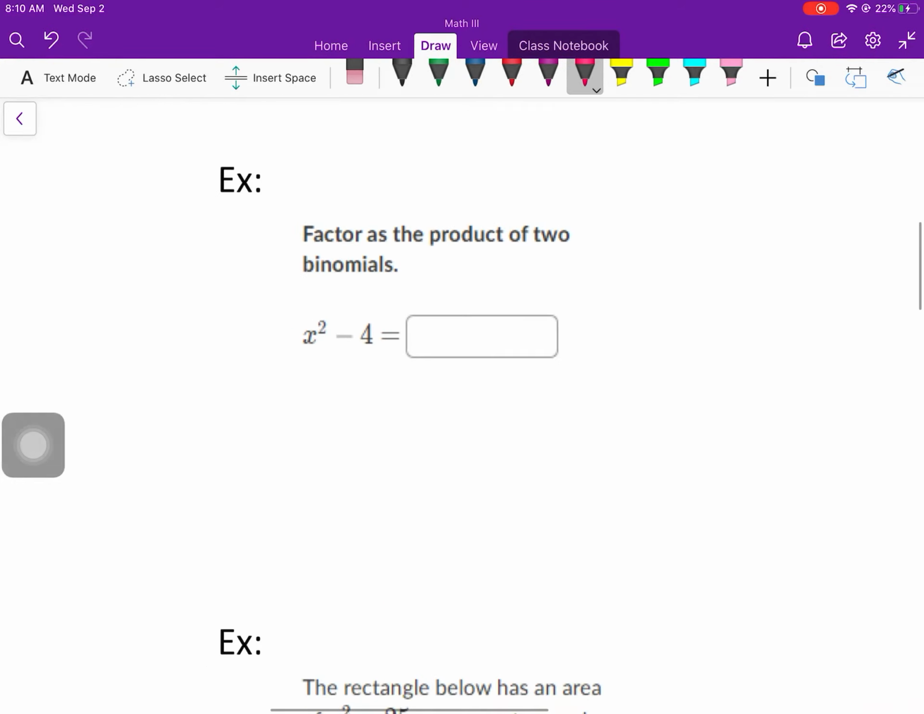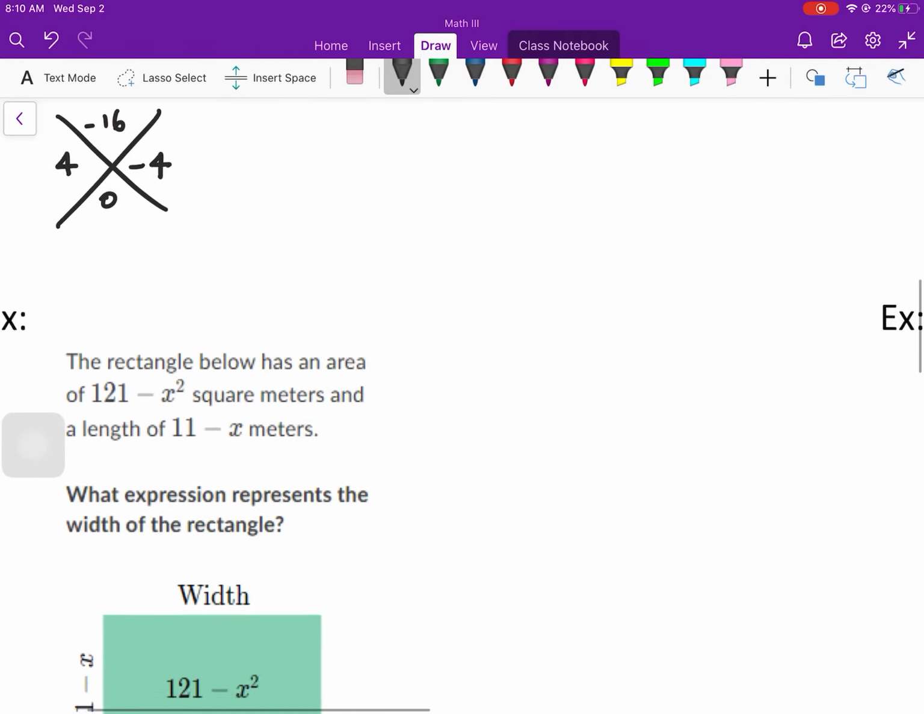So this one here, you could picture this as x being squared and 2 being squared, right? So rewriting this would be x plus 2, x minus 2. And remember, it does have to have that minus sign. It is the difference of two squares.